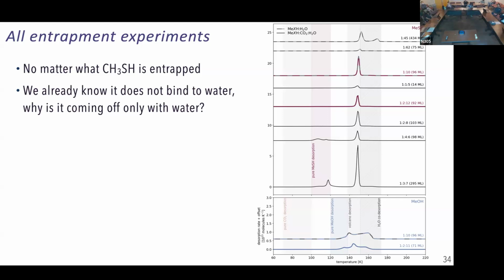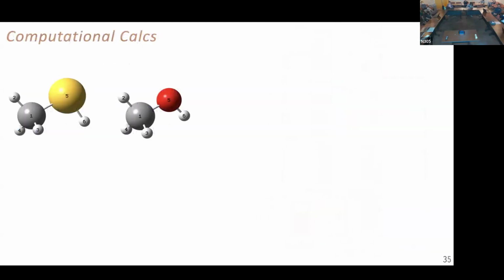But in the mixed ice, it is coming off at this volcano, but it's never coming off at its co-desorption. So this was really surprising. We were trying to figure out why this is the case, and I wanted to see if I could deduce this difference or effect computationally. So I did some computational calculations using Gaussian 16.